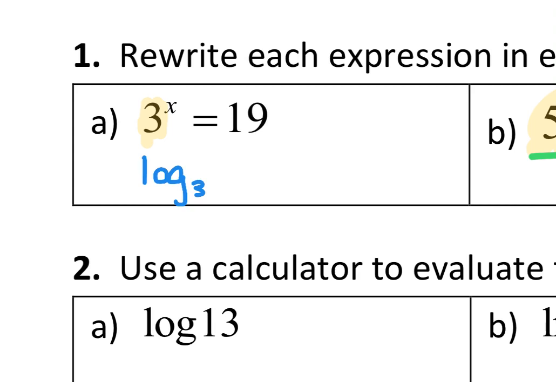So the log base 3, that's not the input though, so you need an input, and the input is always the thing that the exponential expression is equal to. And so this is log base 3 of 19, and the log expression is always equal to whatever is the exponent. So it's log base 3 of 19 equals x.